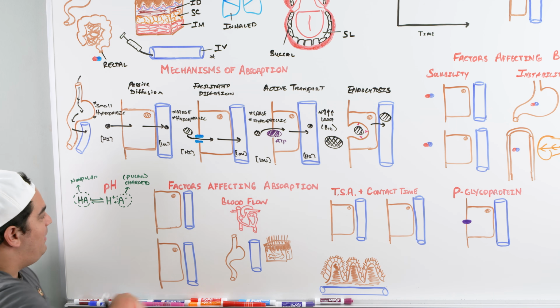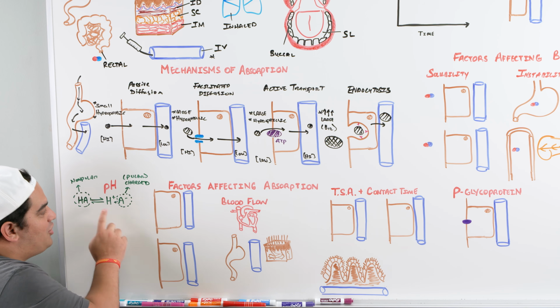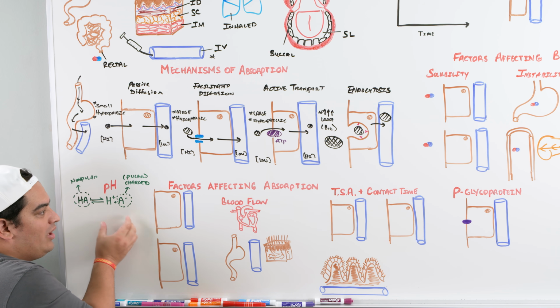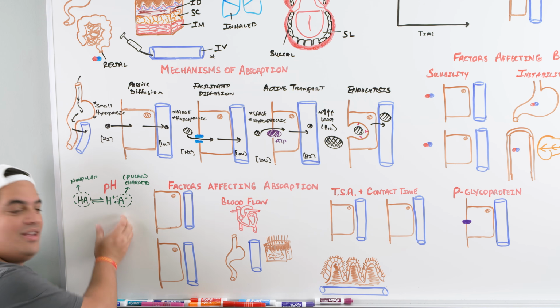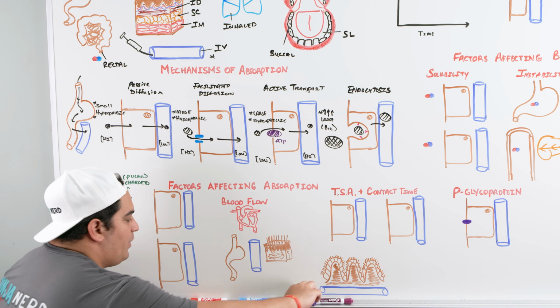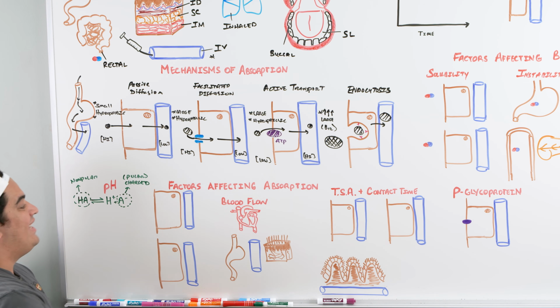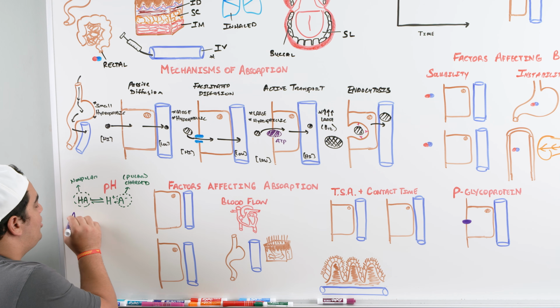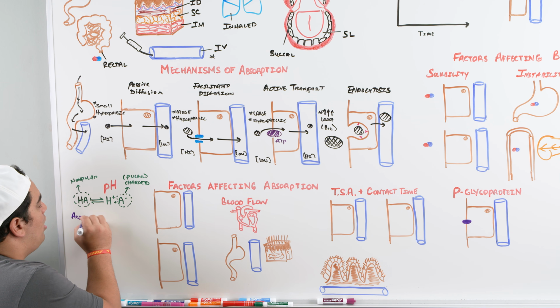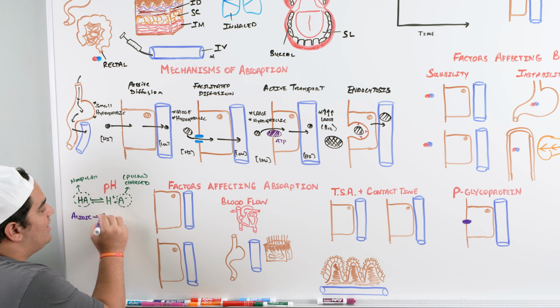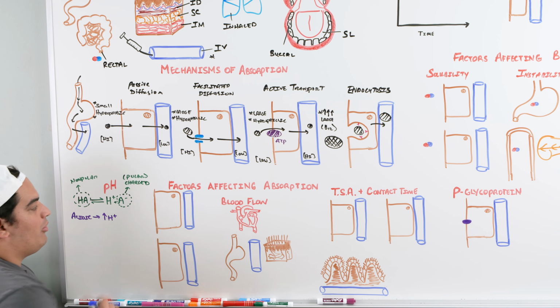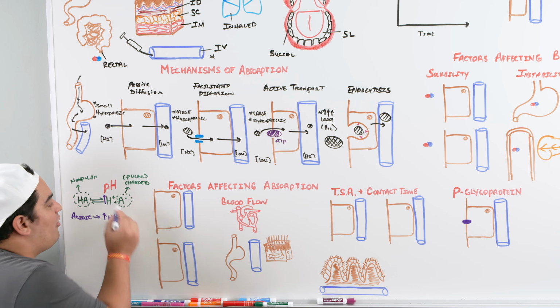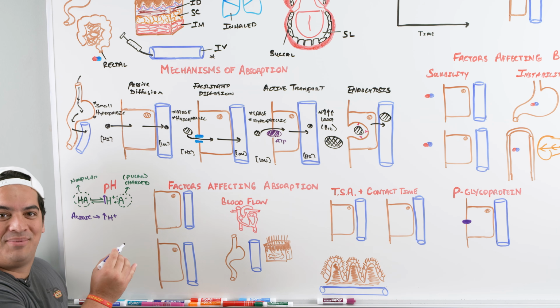So in order for me to push the reaction in this direction, I need more protons to be inside the actual environment where I put this drug. So for example, let's say for whatever reason I put this drug in an acidic environment. If I put this drug in an acidic environment, what am I going to do to the number of protons? I'm going to increase the number of protons in the environment. If I increase the number of protons, what does Le Chatelier's principle say?